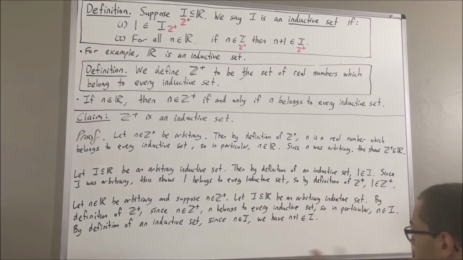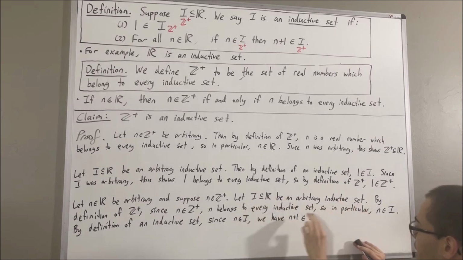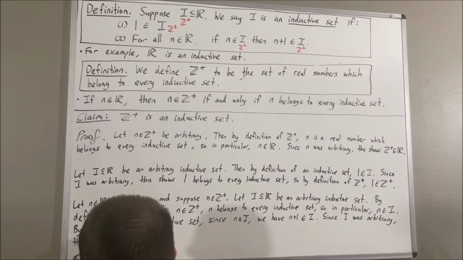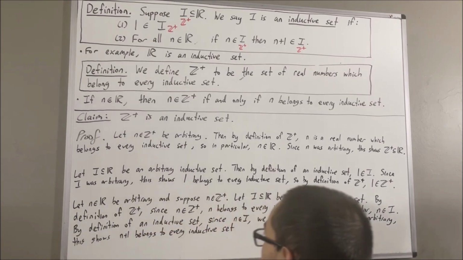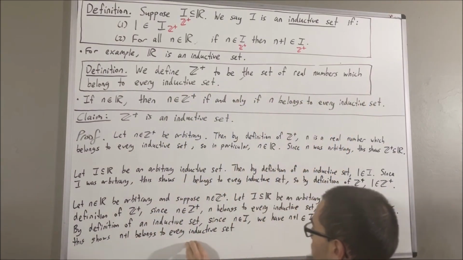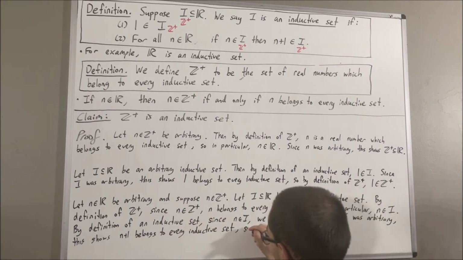And so what we have shown here is, if I is any inductive set, then n plus 1 belongs to I. In other words, we have shown that n plus 1 belongs to every inductive set. And so then, by definition of the positive integers, since n plus 1 belongs to every inductive set, this means n plus 1 is a positive integer.